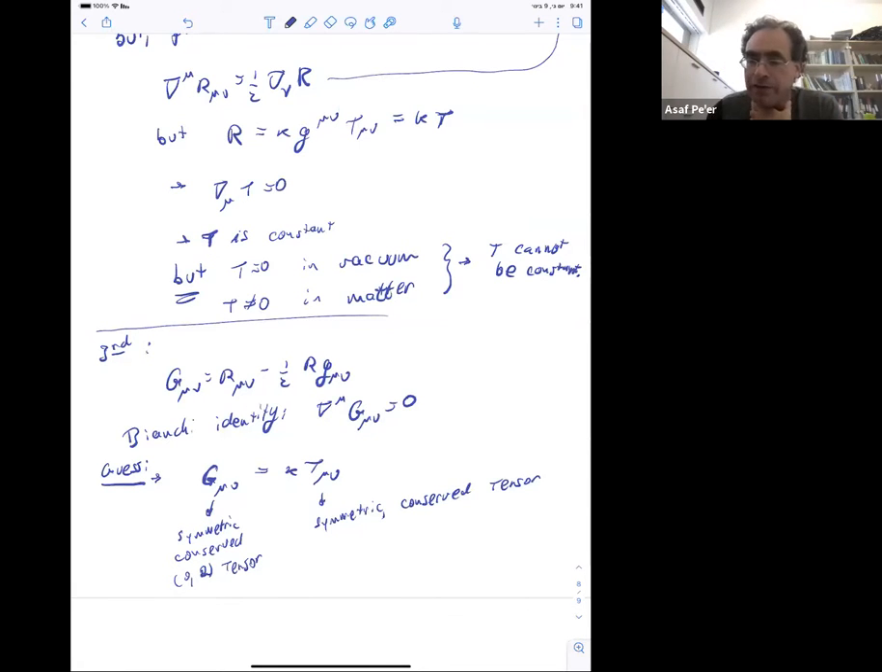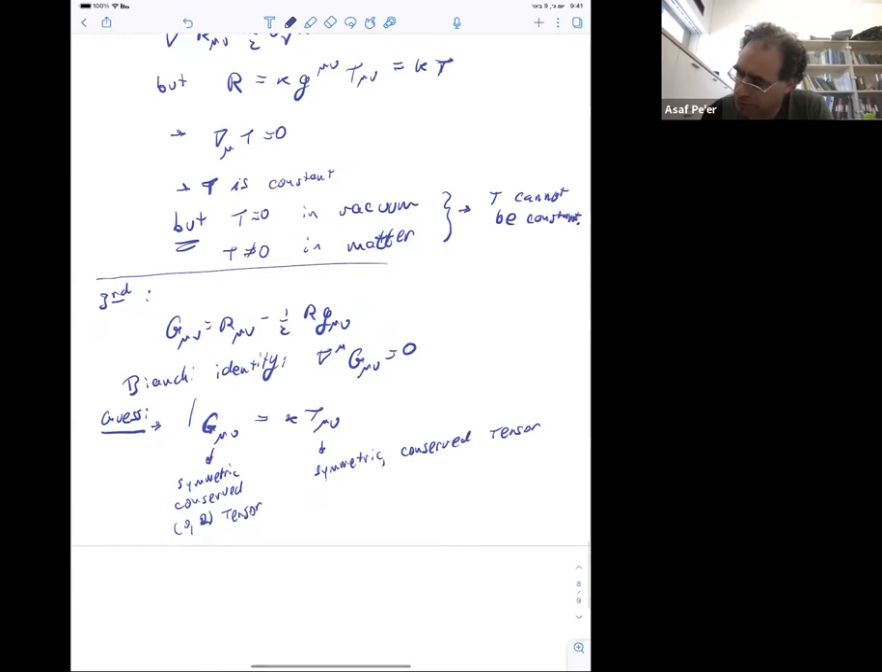Which is made of the metric, right? The first and second derivative of the metric. So that looks quite good. We just need to validate that this indeed represents gravity as we see it.